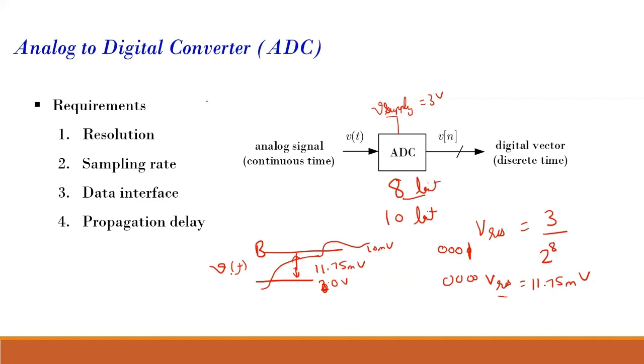It is like a scale. Assume this is our scale, 0 to 1 centimeter, and there are 10 dashes. Those dashes are 0.1 centimeter, 0.2 centimeter, etc. So the minimum value we can measure using the scale is 0.1 centimeter. Similarly, for the ADC, the minimum change which it can detect is known as the resolution of the ADC.